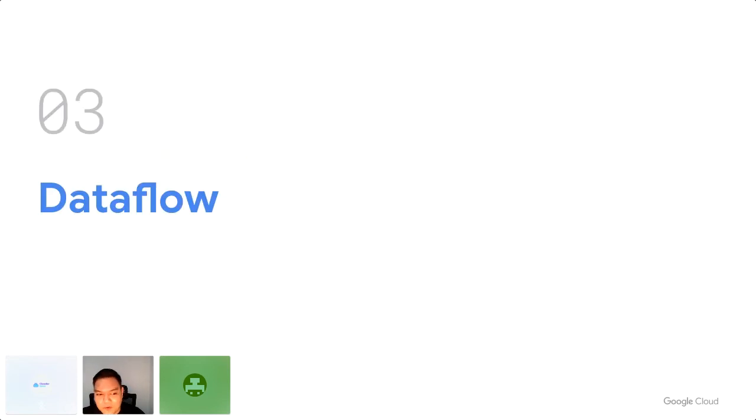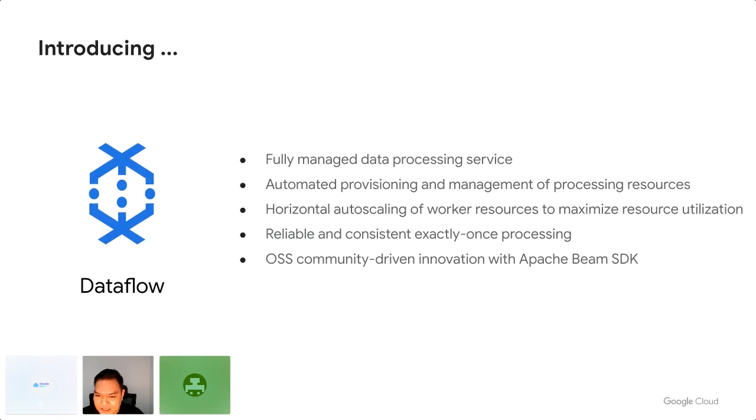Because I'm from Google Cloud, Dataflow also uses Beam at the backend, and Dataflow is a managed pipeline. It's a fully managed data service. It also provides automated provisioning, so you can set a minimum number of workers and a maximum number of workers, and it will scale based on the workload that you provide. Of course, it's also reliable and has consistent exactly-once processing, so you don't have to worry about processing things multiple times. There's no duplicated processing.